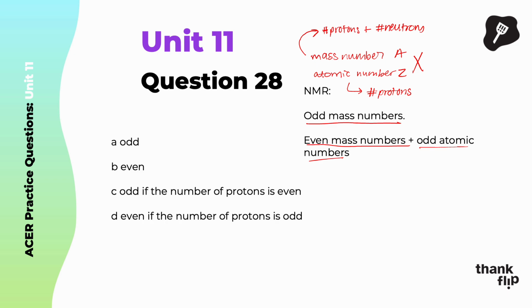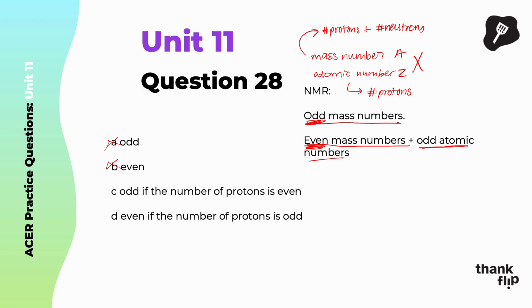So you can have mass numbers that are odd or even, depending on the atomic number. So with atoms that exhibit NMR, you can have either odd or even mass numbers as long as you also have an odd atomic number as well. So you can't really say for sure that your number of neutrons is going to be either odd or even. Okay, so let's move on to C.